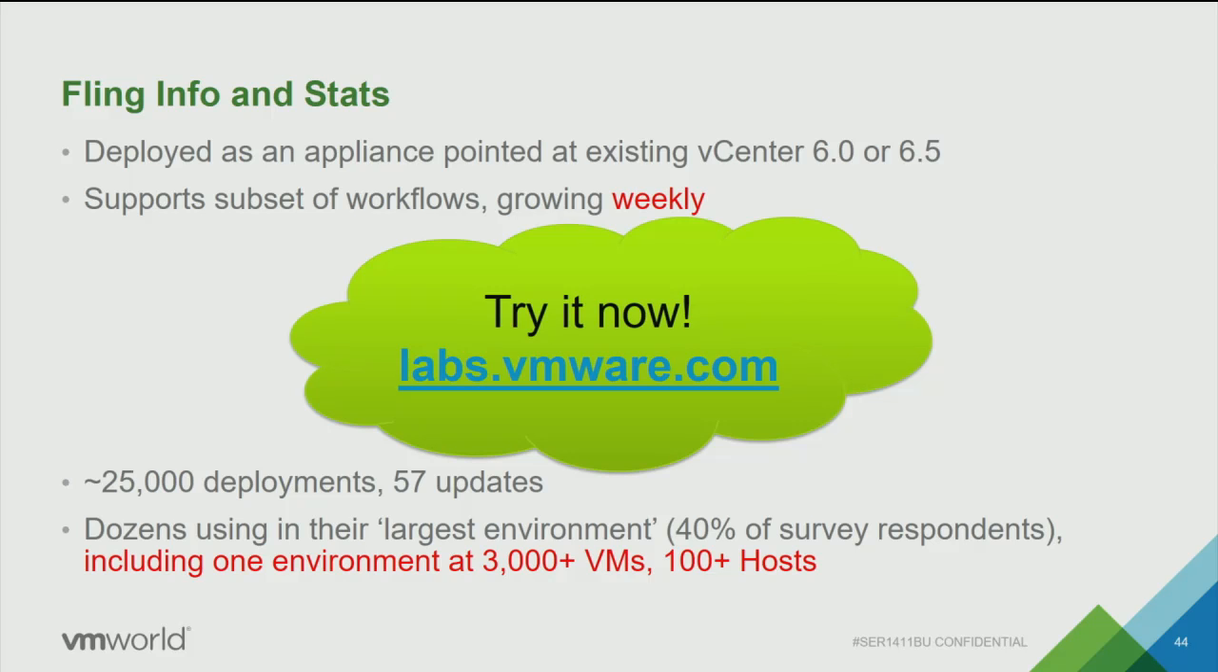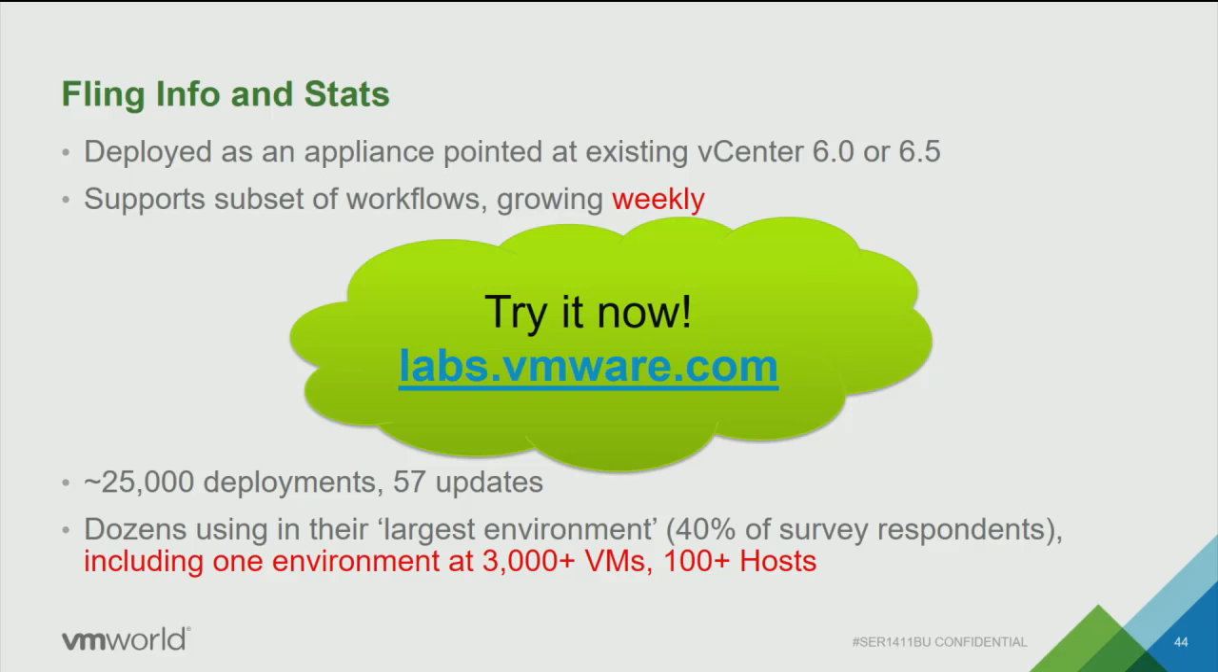So again, unsupported, but the code is the same. Literally, the code that goes into the Fling goes into the GA product a month later, or 2 months later, or 3 months later. Which means if you really want to stay on the cutting edge, go deploy this appliance. Updating it on a weekly basis is very easy. You log in, you click a button, it says update, you're done. Now, admittedly, we've had 1 or 2 hiccups regarding the update process, but we will fix those when those happen too.